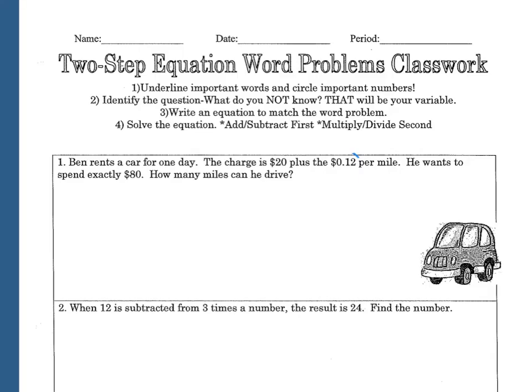So on the next one, Ben rents a car for 1 day. The charge is $20 plus 12 cents per mile. He wants to spend exactly $80. How many miles can he drive in a day? So that's what I don't know. That's my variable. So he wants to spend exactly $80.